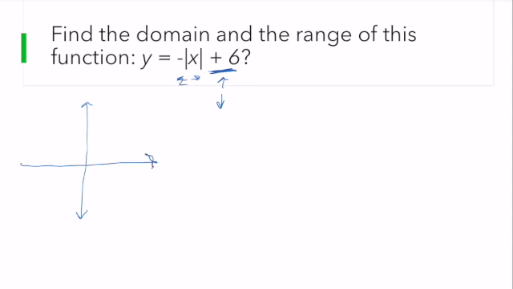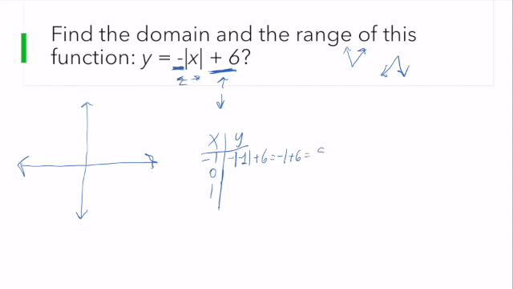This has a negative leading coefficient, so I can already tell my graph is going to be upside down. So whereas normally absolute value graphs open up, this graph is going to open down. So let's take a look at what happens when x is negative 1, 0, and 1. If x is negative 1, I have negative the absolute value of negative 1, plus 6. Well, the absolute value of negative 1 is 1, so I get negative 1 plus 6, which is 5.